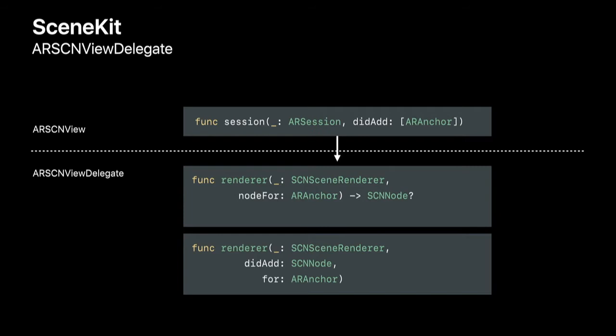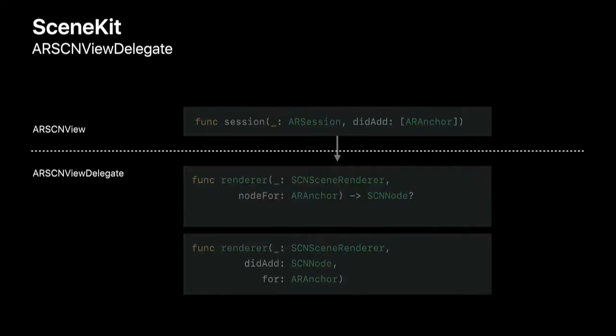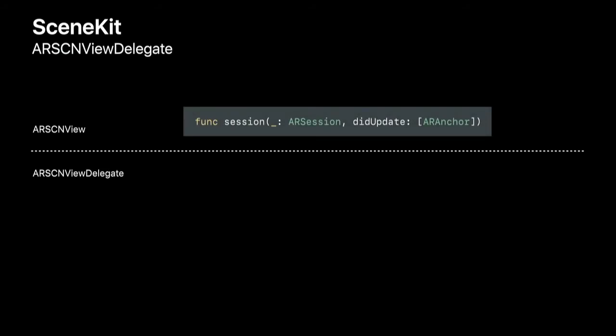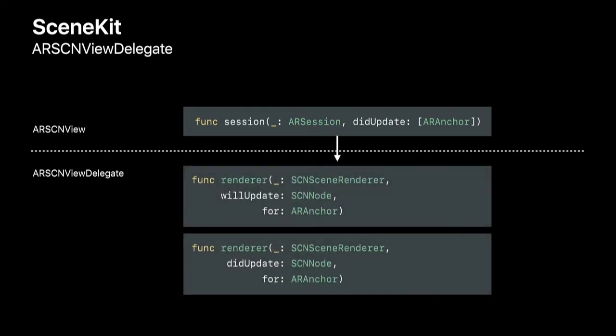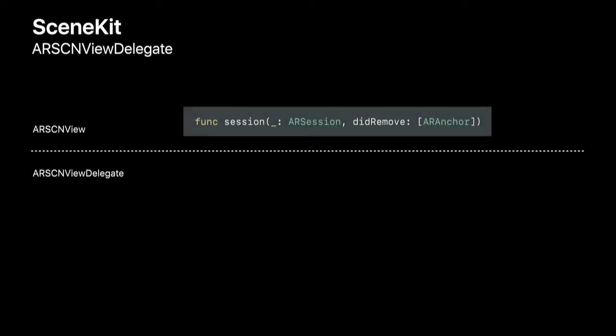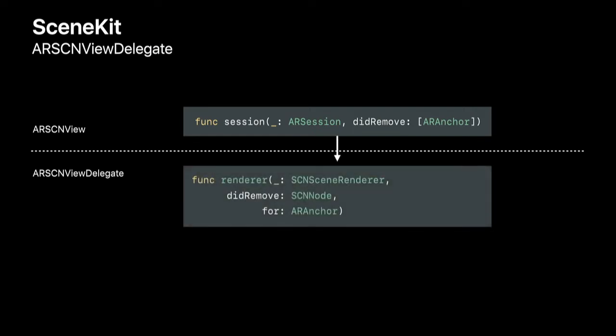The same holds true for whenever a node is being updated. So in that case, the SCNNode's transform will be automatically updated with the ARAnchor's transform, and you will receive two callbacks when this happens. One before we update its transform, and another one after we update the transform. Whenever an ARAnchor is being removed from the session, we automatically remove the corresponding SCNNode from the scene graph and provide you with a callback, renderer didRemove node forAnchor. So this is SceneKit with ARKit.